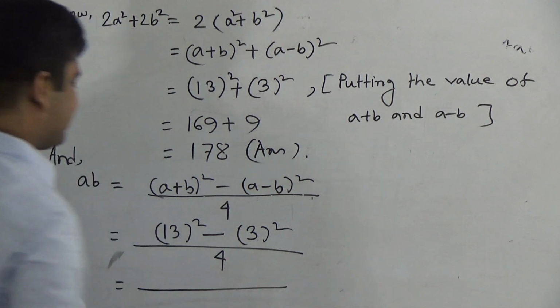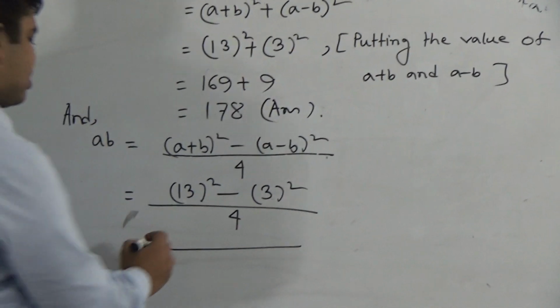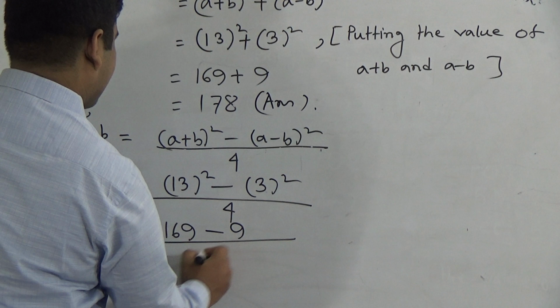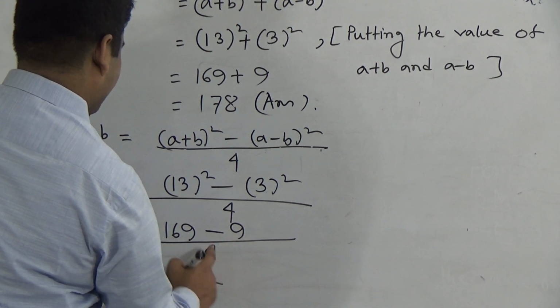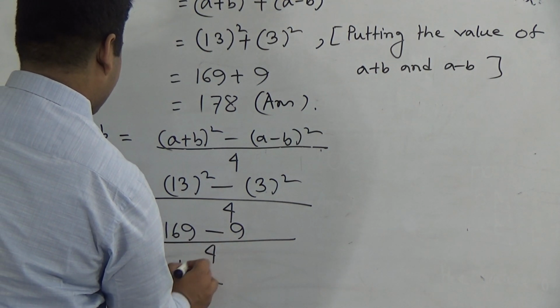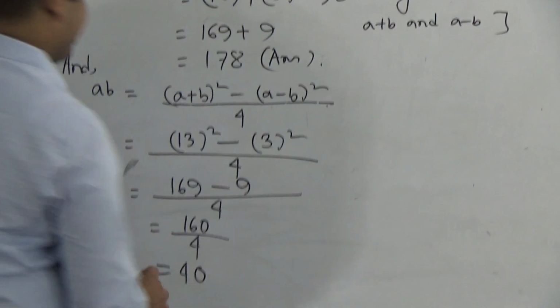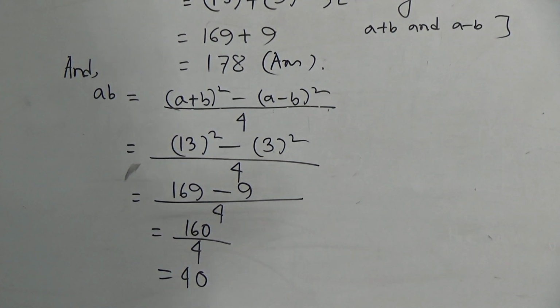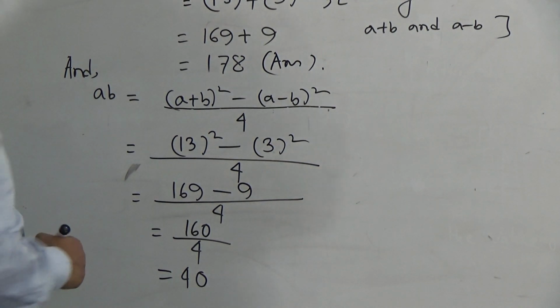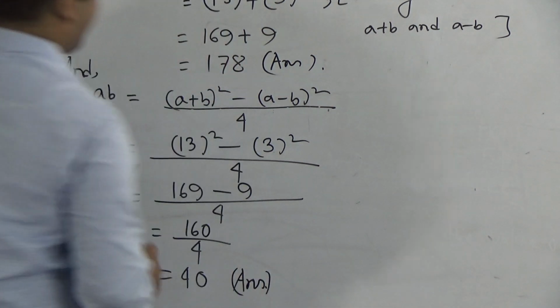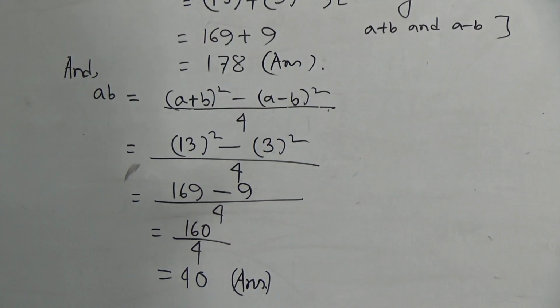Now we do the calculation. 13 square means 169 and 3 square means 9, by 4. That means we subtract 9 from 169 and we get 160 by 4, and we get 40. So this is the answer of the other part. I hope you have understood. This is question number 12. Next we shall solve question number 13.